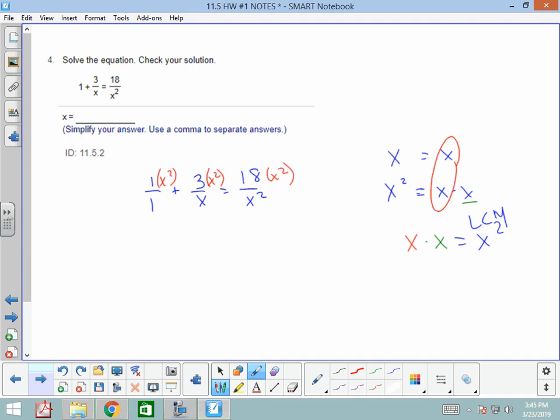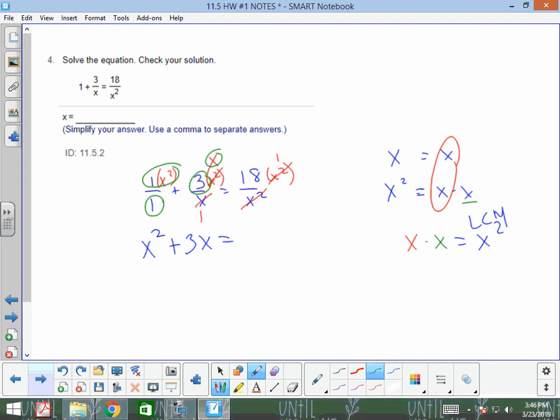And then I'm going to reduce. Now the first one already has a 1 for a denominator, so I'm just multiplying 1 times x squared. And the next one, x divides into x once. X squared divided by x is x. So multiplying 3 times x, that's positive 3x. Equals, the last one, x squared divided by x squared is just 1. So 1 times 18 is 18.